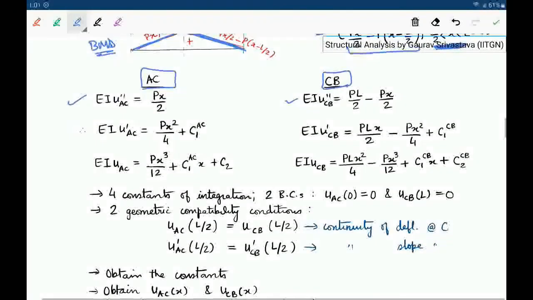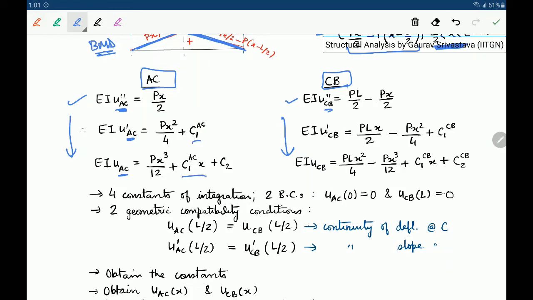So basically now we need to integrate 2 times, but separately for AC and for CB. So the u which we are calculating for AC can only be used to calculate the deflection in the AC portion, and the one for CB can only be used to calculate deflection in the CB portion. And now actually we get 4 constants of integration. So C1 AC and C2 AC from here, and C1 CB and C2 CB from the CB span. So we have basically 4 constants of integration, but we still have only 2 boundary conditions.